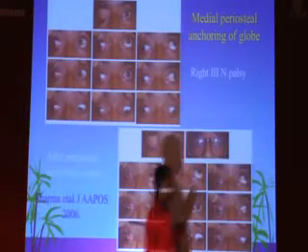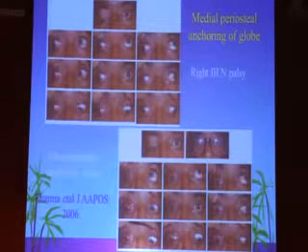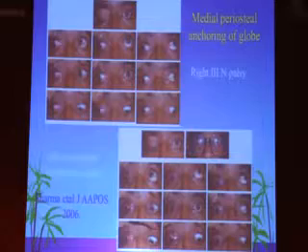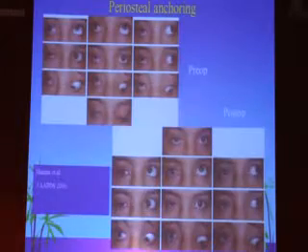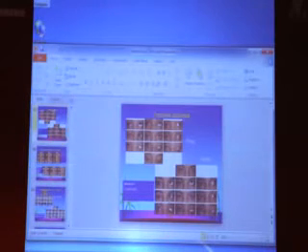If you are lucky, you may have a situation when a simple R&R would work. But otherwise, you may have to do a periosteal anchoring of the globe. That means we are going to fix the globe on the medial periosteum. So this is a little different than what we have seen for the lateral rectus periosteal fixation.